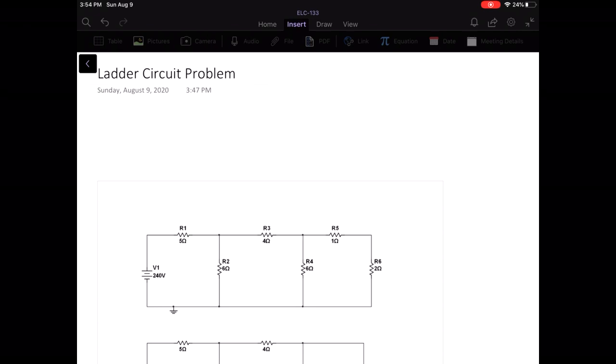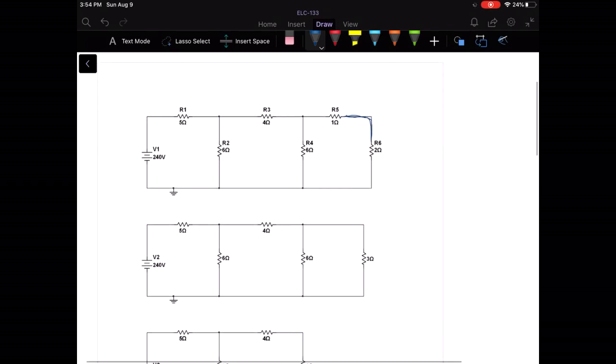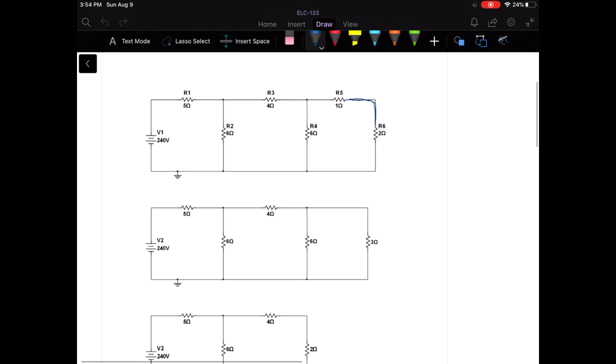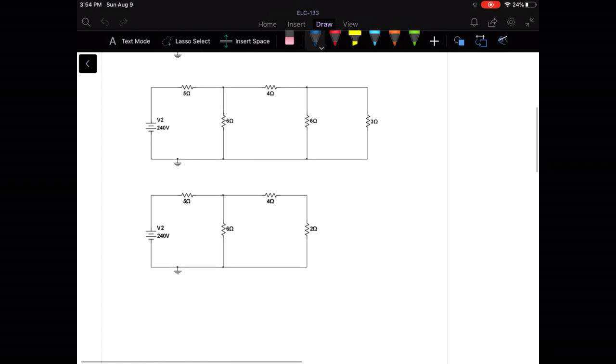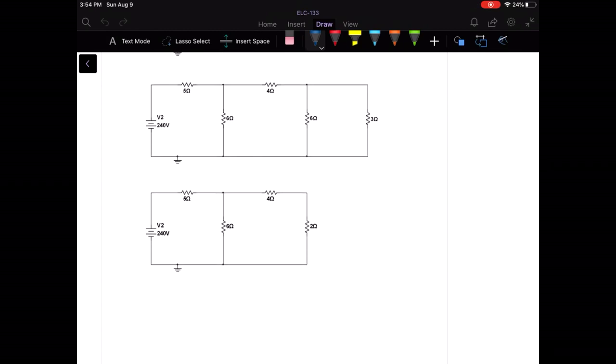So the first thing I'm going to do is we will combine our 5 and our 6. These are in series, so we're just going to add those together and we get our 3 ohm resistor here in our next step. And then it looks like we now have a 6 and a 3 ohm resistor in parallel, so we're going to combine those and we get this 2 ohm resistor right here that is now in series with our 4 ohm resistor.